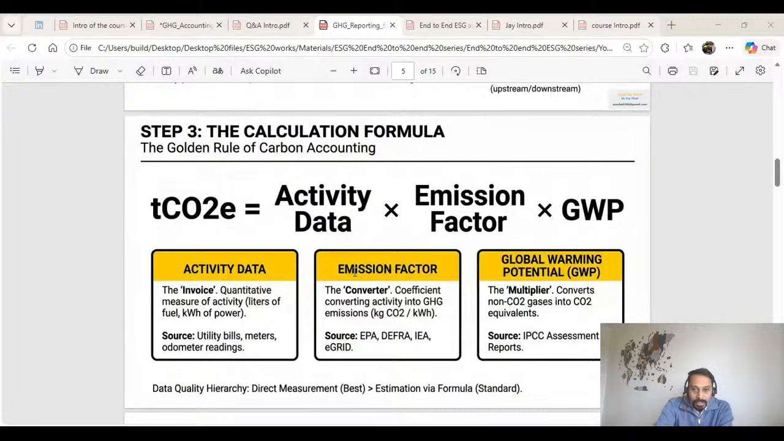And the third one is GWP, the global warming potential from IPCC. This converts methane, nitrous oxide, and all the GHG emissions that I showed you in the first slides into CO2 equivalents. That is called CO2e. So ultimately, it helps you to convert to tons of CO2 equivalent.